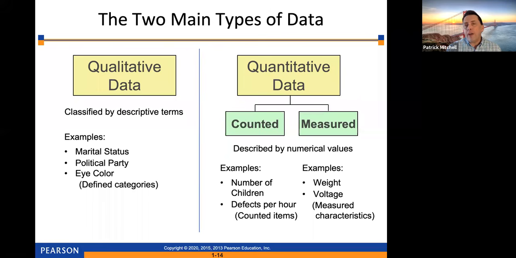Quantitative data is always in the form of numbers. Now, we're going to be breaking down quantitative data into a couple of smaller categories, things that can be counted and things that can be measured. But what those two things have in common is that they're described by numerical values. So some examples of things that can be counted are number of children, or defects per hour. How many defects per hour are there at a certain factory? Things that can be measured would be things like weight or voltage. So these are measured characteristics.